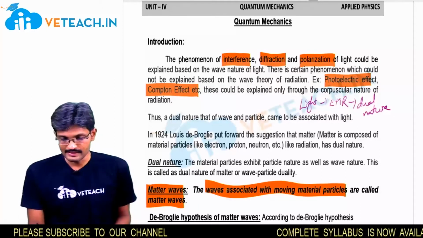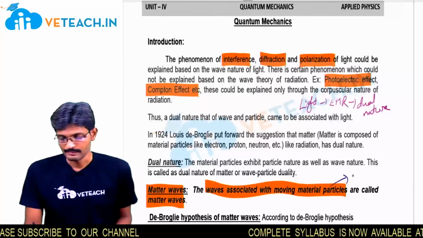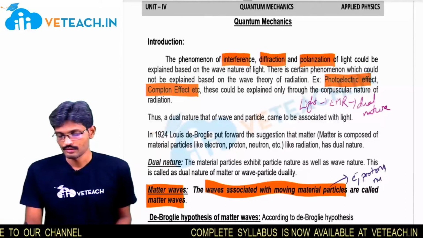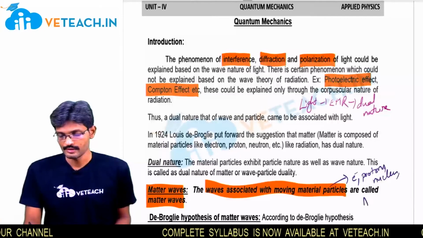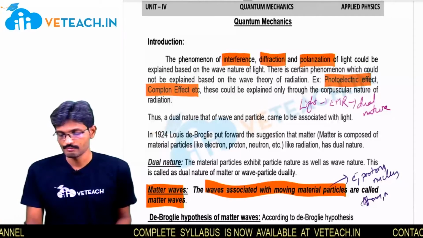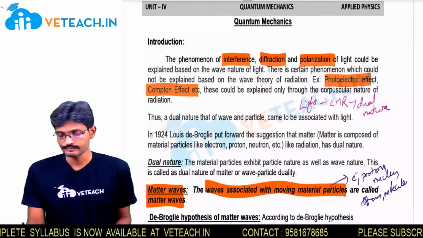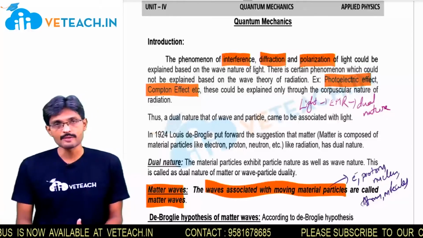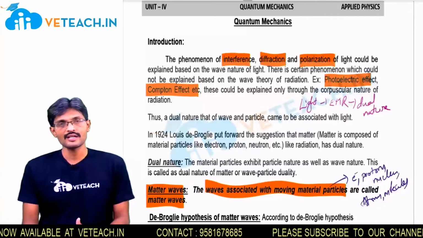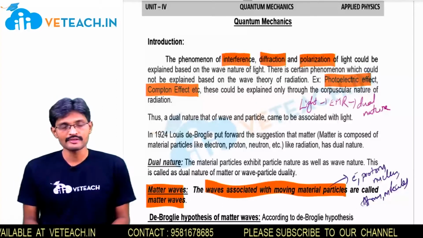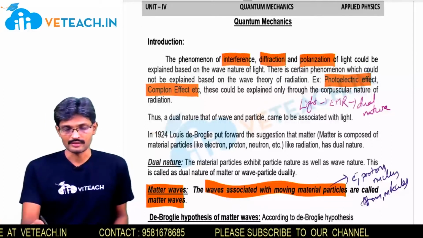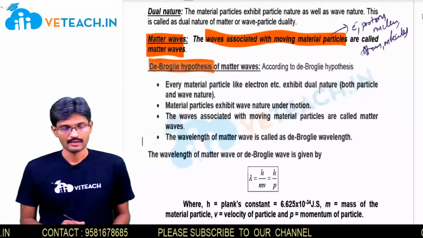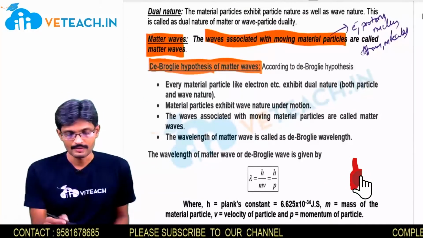Here the material particles are electrons, protons, nucleus, atoms, molecules. These microscopic particles also exhibit both particle nature and wave nature. And the hypothesis proposed by de Broglie is called de Broglie's hypothesis of matter waves.